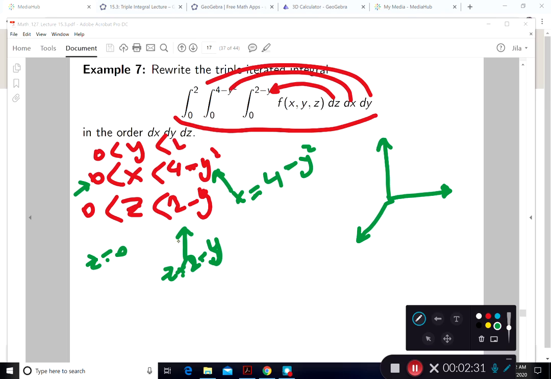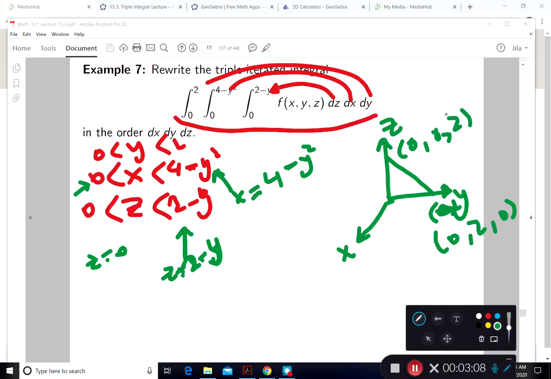Thinking about this surface, z equal to 2 minus y, that is a plane that, in the zy plane, looks like this. This point is 0, 2, 0, and that point is 0, 0, 2. And so it looks like that, and then the plane sticks out. If you put a piece of paper perpendicular to the xy plane, orthogonal to it, it would be the plane of z equal to 2 minus y. So that's one thing.